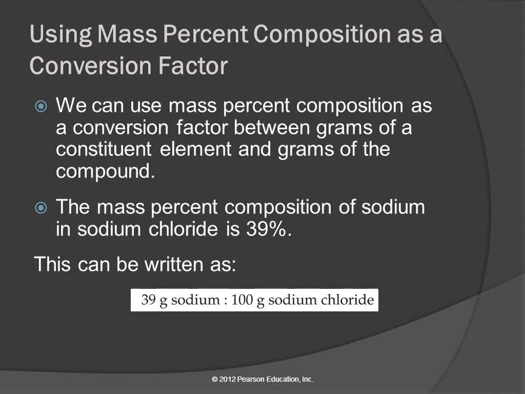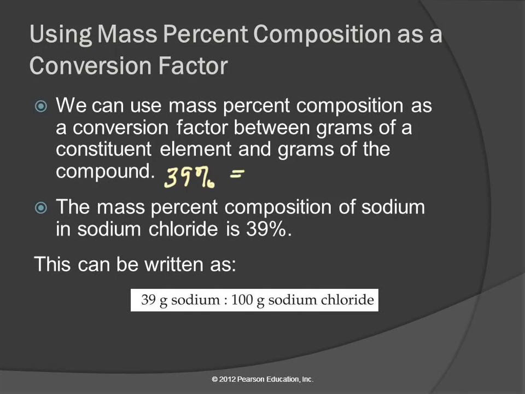Percent composition can be used as a conversion factor. And it's really quite a convenient conversion factor. So we're told here, the mass percent composition of sodium in sodium chloride is 39%. We could calculate that by looking at the formula, but that's not what we're looking at yet. 39%. Percent also means per 100.